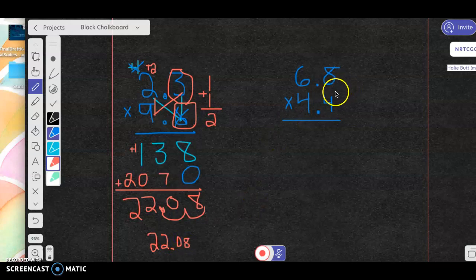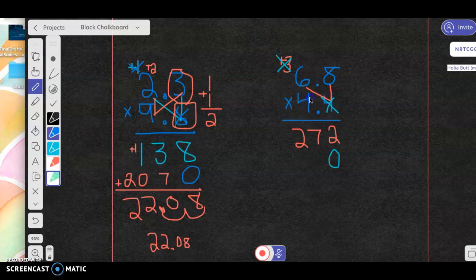Now let's look at this one. 8 times 4 is 32, plus 3 with a 2. 4 times 6 is 24, 25, 26, 27. I'm going to add in my placeholder. We're done with the ones.